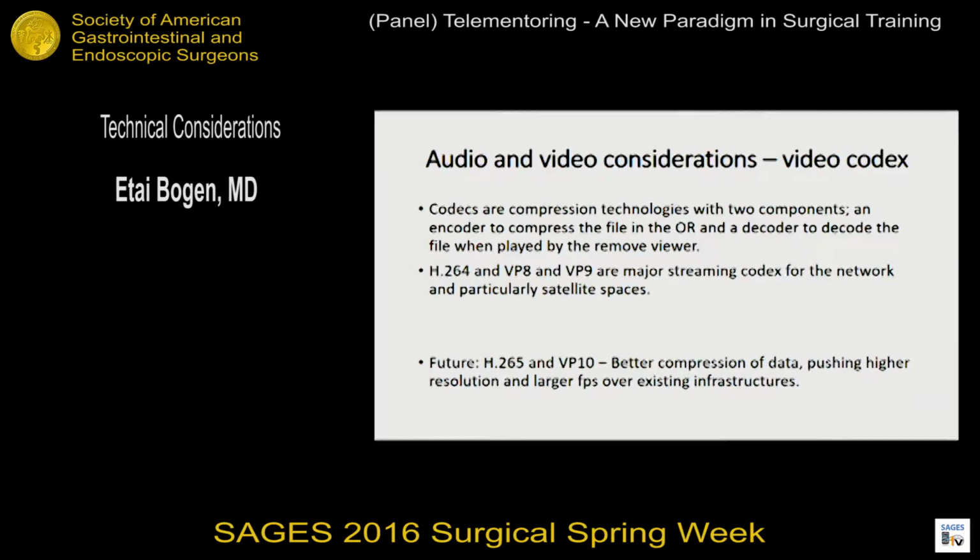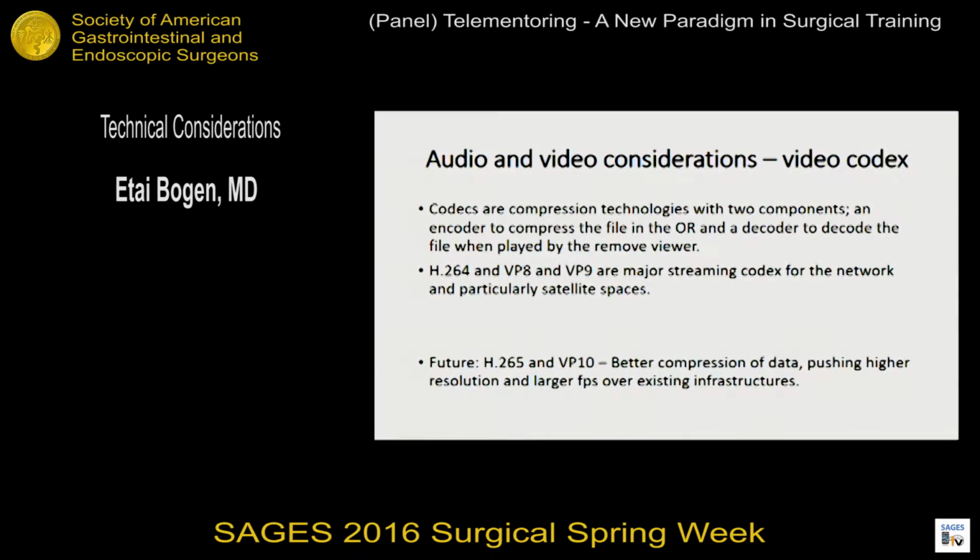Another point when you are evaluating or choosing a telementoring system is looking at the codecs that they're using. The two most common codecs used today are H.264 and VP8 and 9. Those are the major streaming codecs for network and satellite spaces. The main problem with those codecs is that they are still not optimized enough for video and audio, especially high definition video.